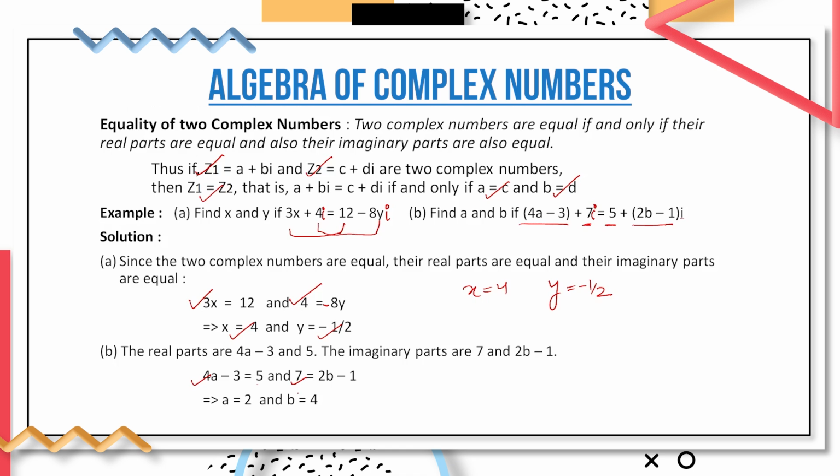So, that means a is 2. Solving 4a minus 3 equal to 5, this implies 4a is equal to 5 plus 3 equal to 8, that is a is equal to 8 by 4, that is equal to 2. And on the same line, 7 is equal to 2b minus 1, that means 2b is equal to 7 plus 1, that is equal to 8. This implies b is equal to 8 by 2, that is equal to 4. So, a is equal to 2 and b is equal to 4. By applying the understanding of the equality of complex numbers, we can easily solve the problems.